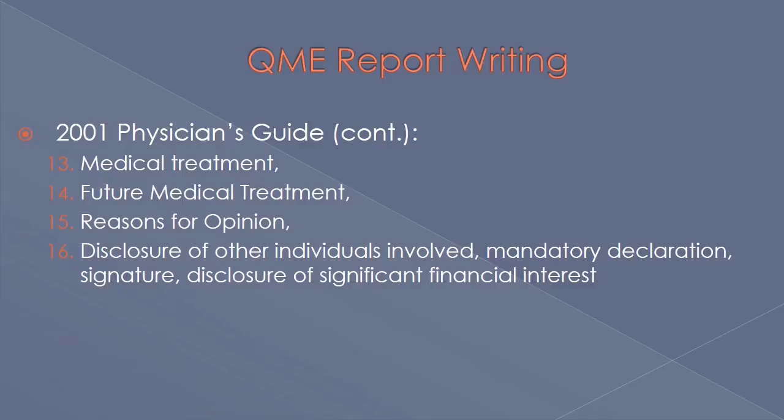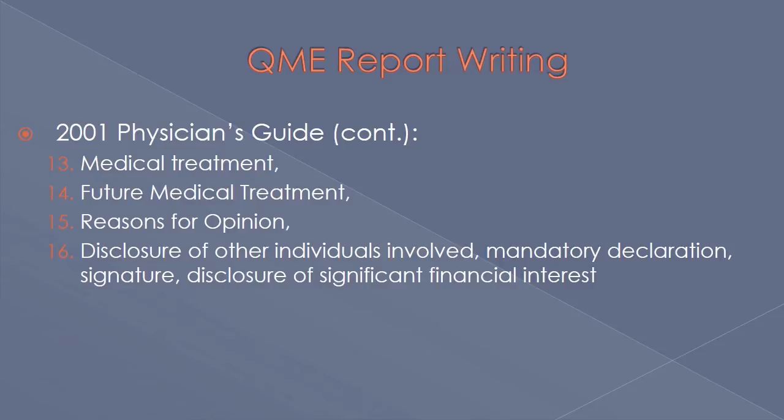They required that we have a section wherein we describe the current medical treatment needed, if any, the future medical treatment that would be necessary to cure and/or relieve from the effects of the industrial injury. Number 15, the reasons for our opinion. And isn't that interesting? This sort of coincides with our discussion on substantial medical evidence, wherein we provided the how and why we arrived at our opinions and conclusions.